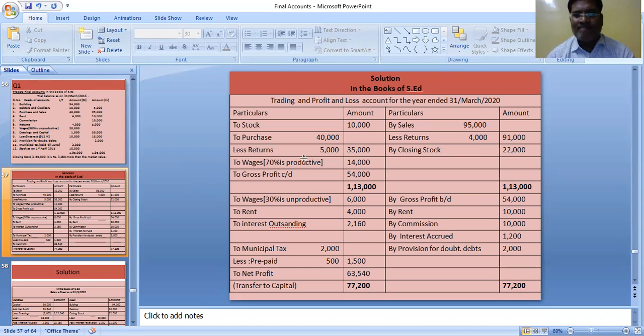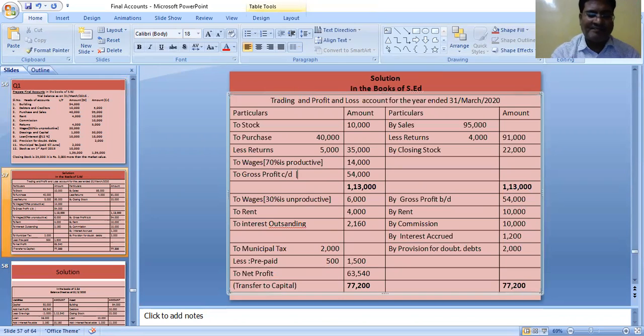So 91,000. Wages 70% is productive, so 14,000. That will be written in the trading account because direct expenses are recorded over here. And gross profit is the balancing figure. How did we get this balancing figure? Again, recapitulation. I have just added this to the closing stock. The lower value I have recorded, 22,000, on the credit side of the trading account. 91 plus 22 is 1,13,000. I have just subtracted all these items and I got 54,000 as the gross profit. From 1,13,000, I subtracted 10,000, 35,000 and 14,000. 54,000 is the balancing figure.